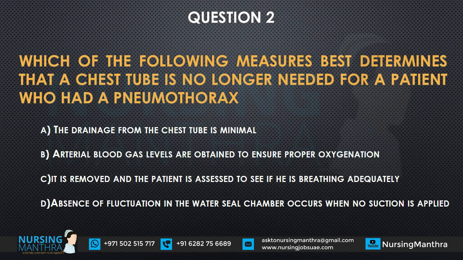Which of the following measures best determines that a chest tube is no longer needed for a patient who had a pneumothorax? A. The drainage from the chest tube is minimal. B. Arterial blood gas levels are obtained to ensure proper oxygenation. C. It is removed and the patient is assessed to see if he is breathing adequately. D. Absence of fluctuation in the water seal chamber occurs when no suction is applied.